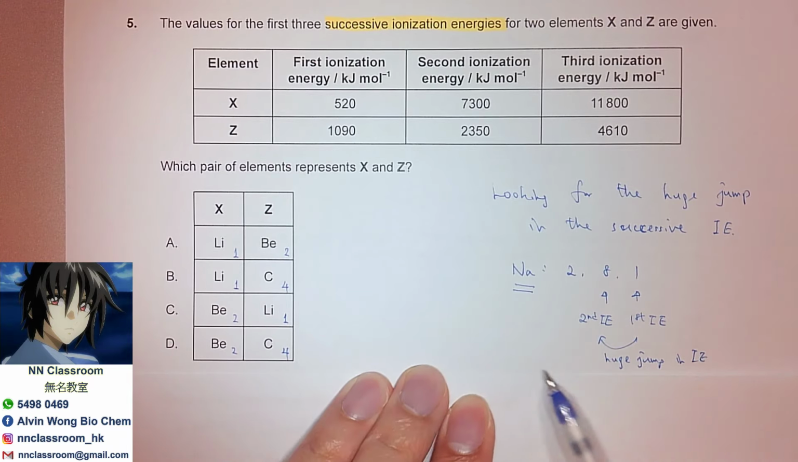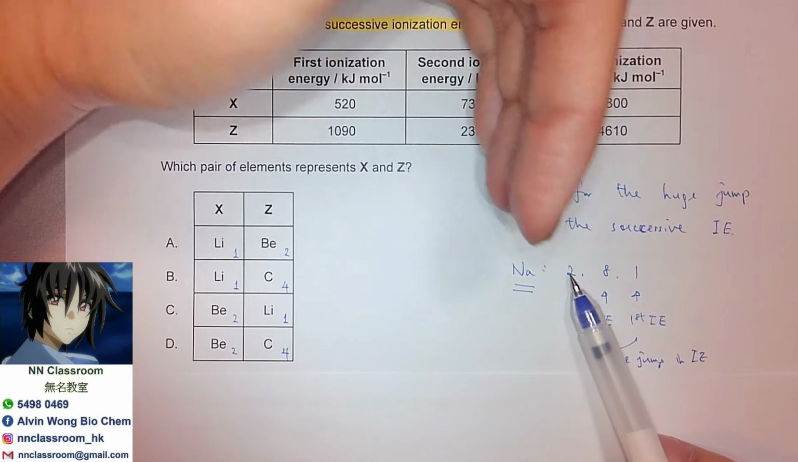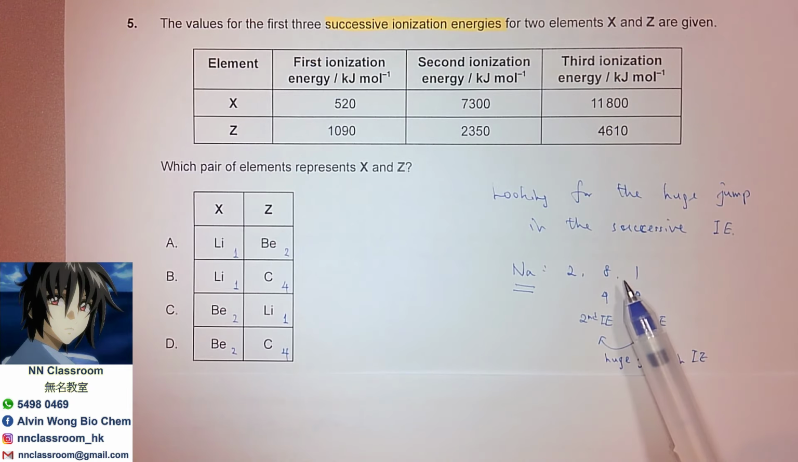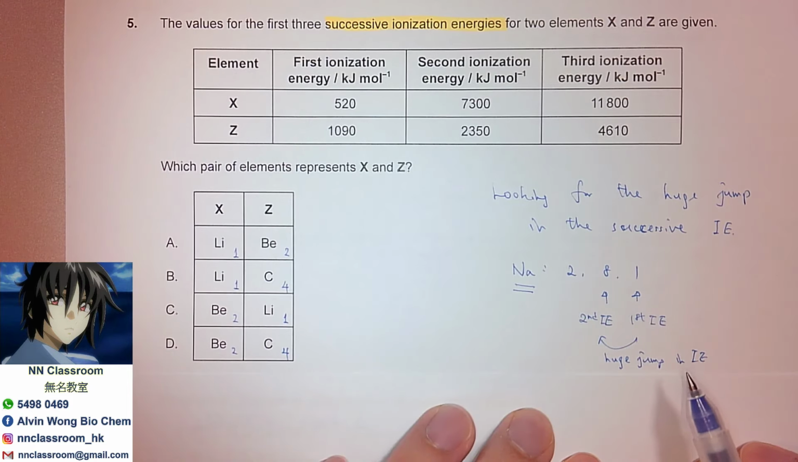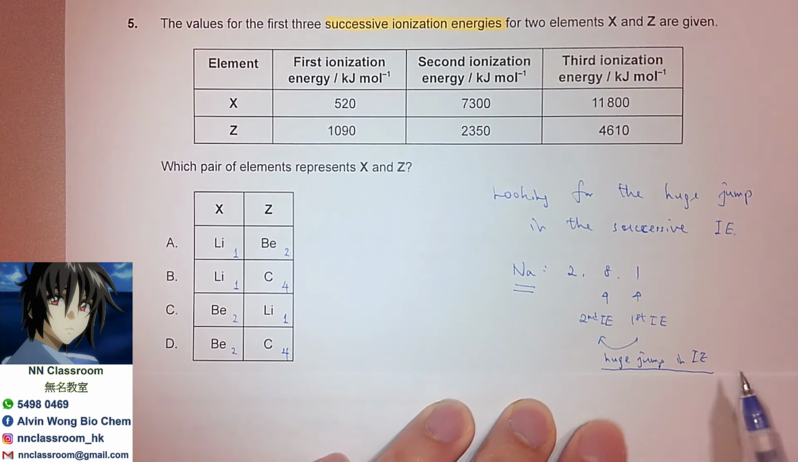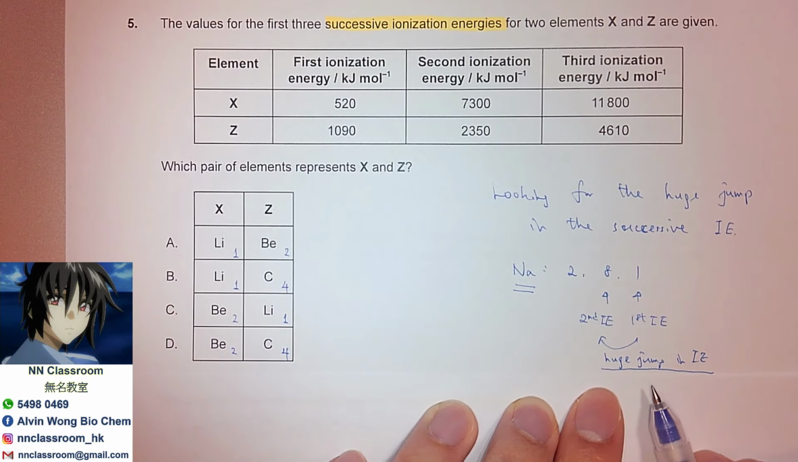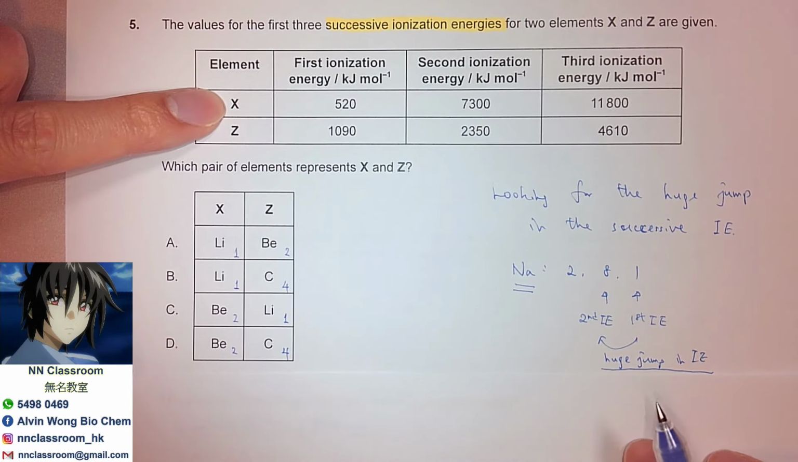If you understand the reason behind this, because an electron that is closer to the nucleus is attracted by a much stronger effective nuclear charge, it is much more difficult to take away that electron, so more energy is required. So we are looking for the huge jump, and that leads to understanding the group number of the element. Now let's look first at element X.